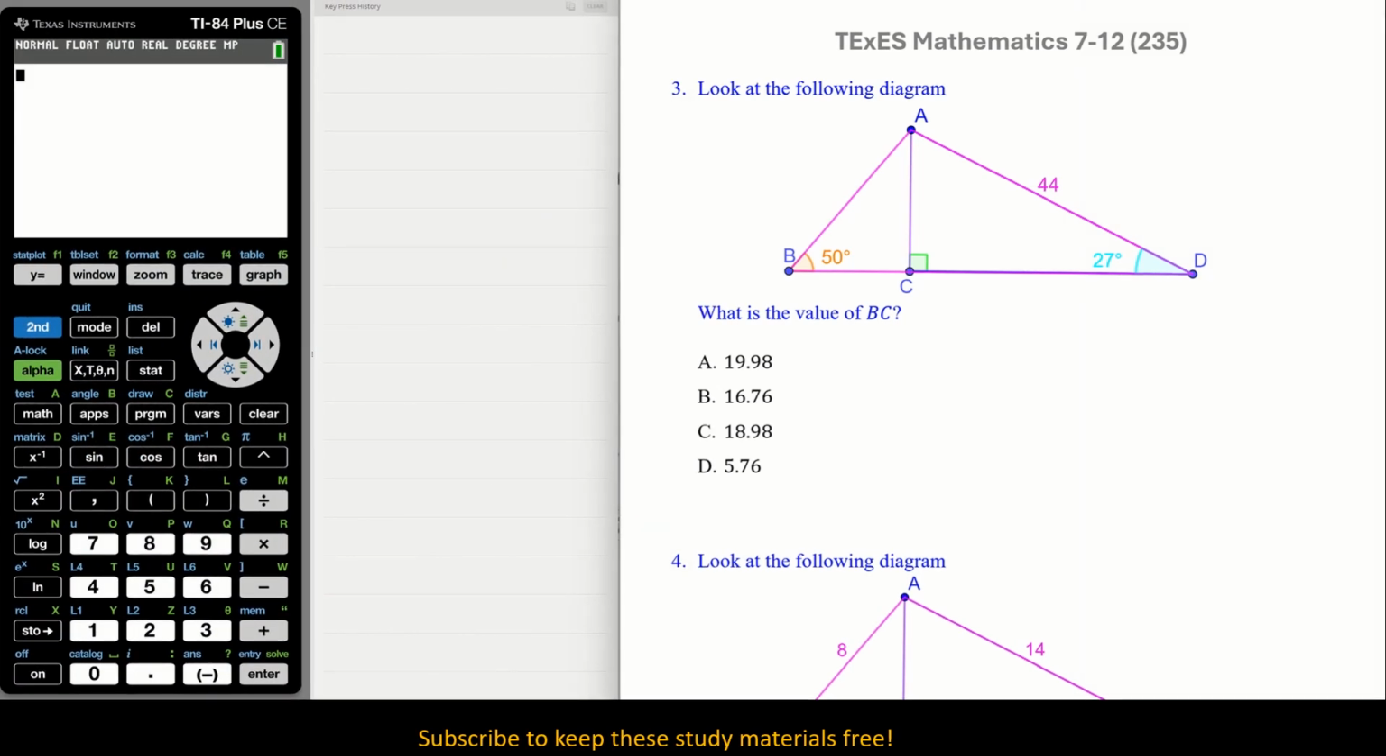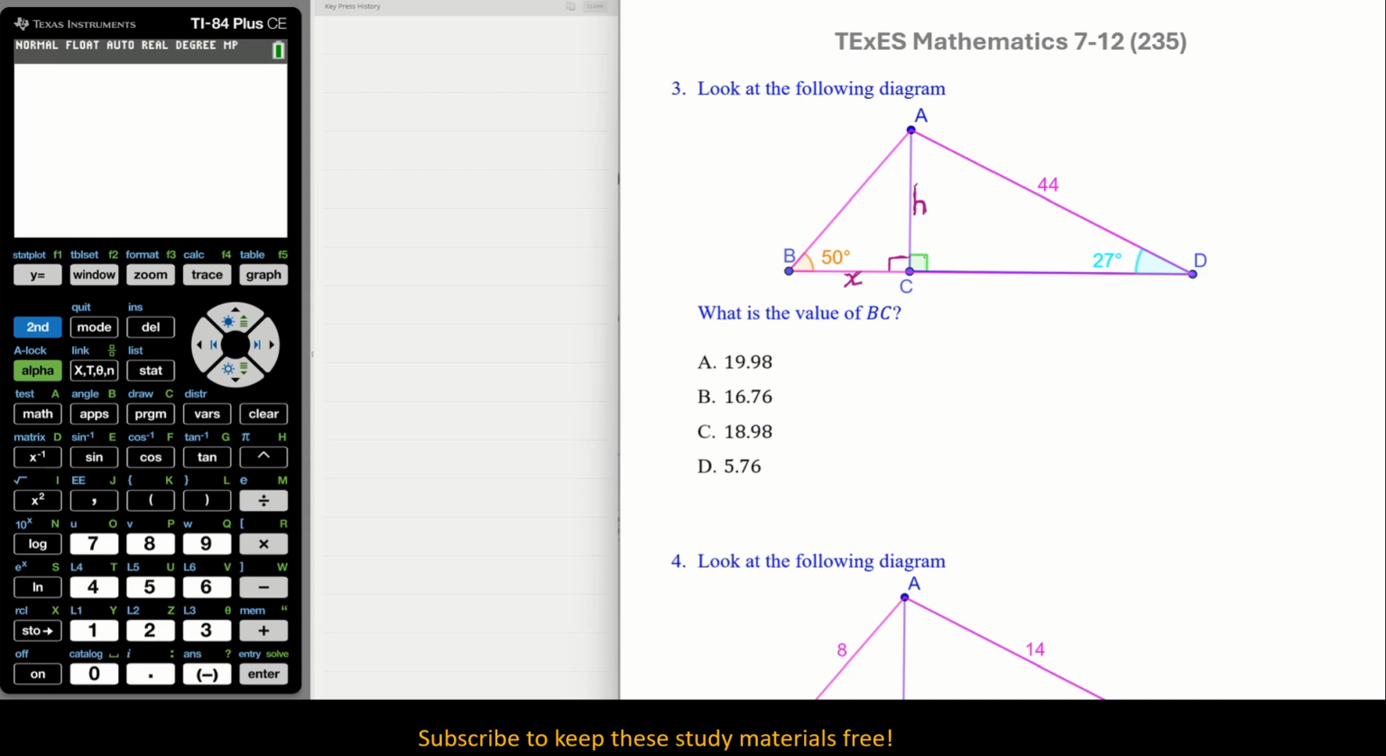Number 3, look at the following diagram. What is the value of BC? Okay, so this is what they want. They want X right here. Now we could solve that very quickly if we had this height right here. And I know that that's a height because we have this 90 degrees. And I also know that if this angle is 90 degrees, the other angle of C is also 90 degrees.